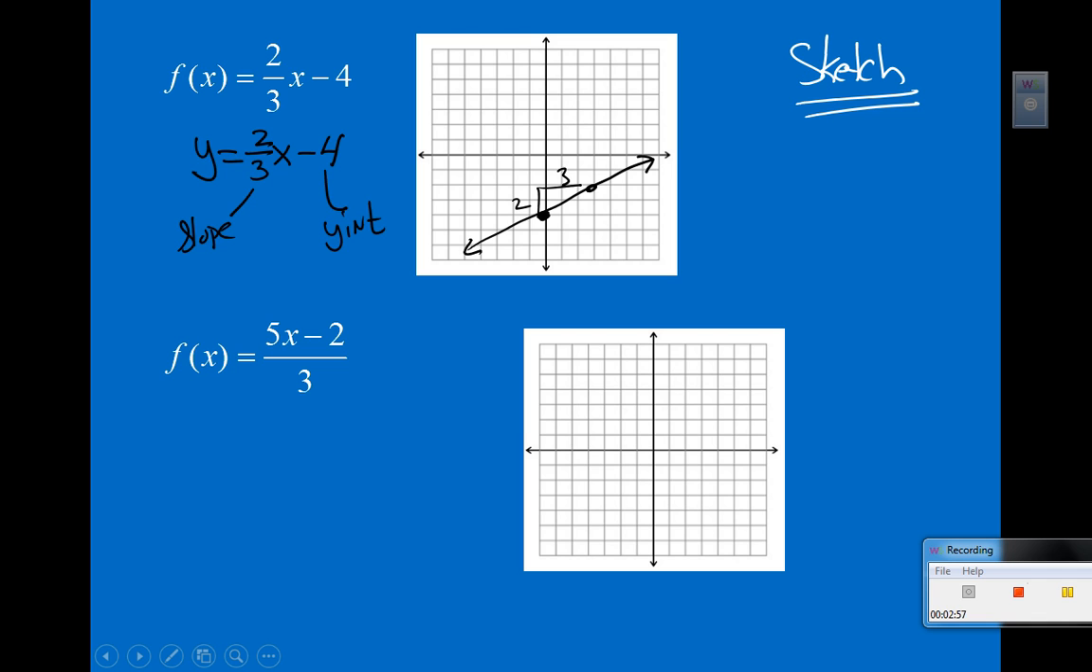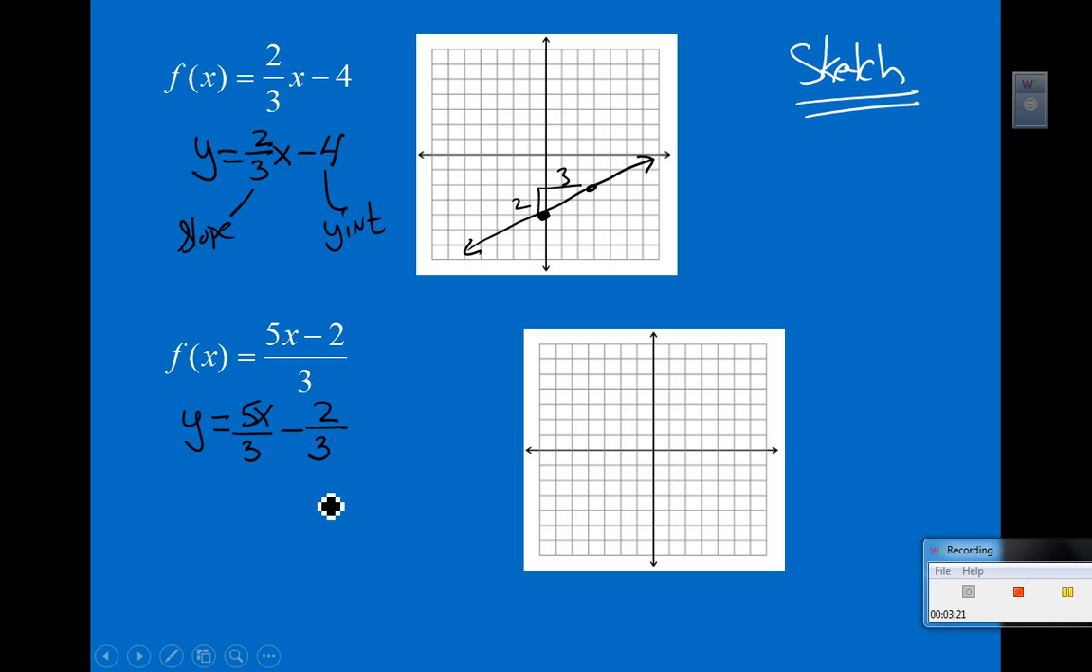You're going to see some written like this, though, today. 5x minus 2 over 3. What I'm going to have you do today when we graph these is I'm going to have you rewrite this as 5x over 3 minus 2 over 3. Now, don't panic. We're not going to graph these very accurate today.